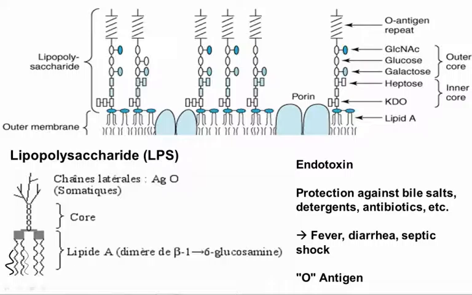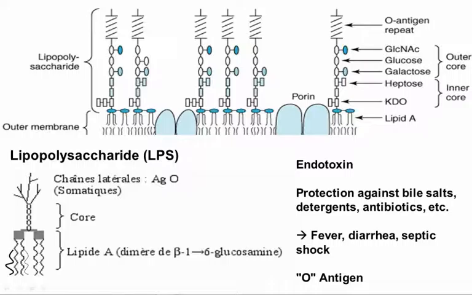The polysaccharide has two different components. There's a core, which is highly conserved. You don't need to learn exactly what this is. You just have to remember that this core polysaccharide is going to be the same between different gram-negative bacteria. It's conserved, the same in different species, or with very few differences.